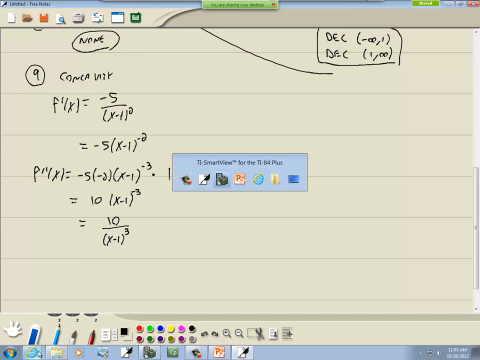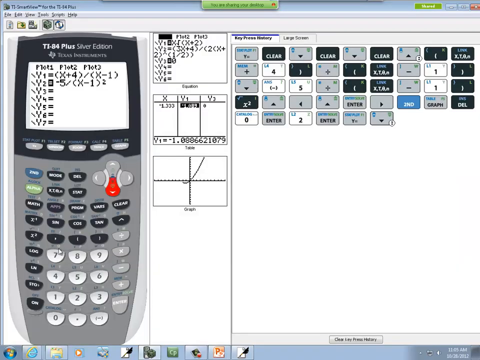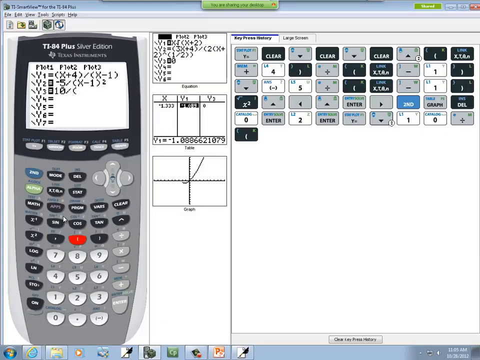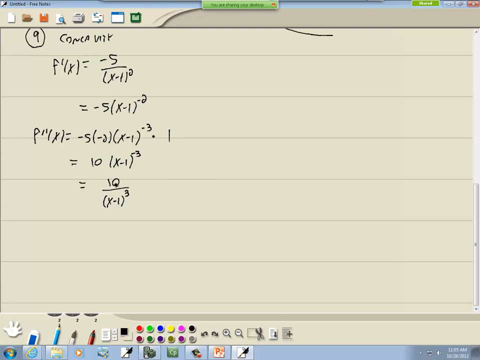Well, let's put that in our calculator. So go to y equals, put that on y3. So we've got 10 divided by, beginning parentheses, x minus 1, to the third, caret 3. There we go. Okay, find our critical values. No need to set top part equal to 0. There's no x to solve for. So set the bottom part equal to 0. And we get x minus 1 equal to 0. You can drop the power. And then you get x equals 1.